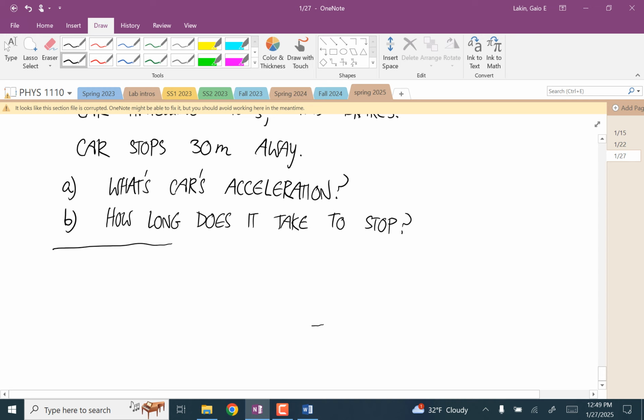And I'm going to start by just sketching a picture of what's going on. So here's the car. And let's say the car's path is this. And when the car is at this red dot, that's when the car hits the brakes. And then the car comes to rest here. And we're told that this distance is 30 meters.